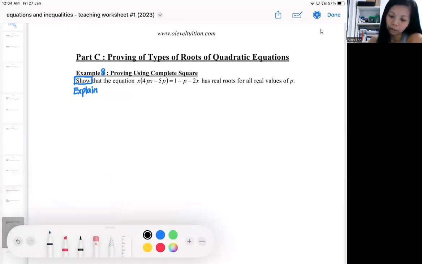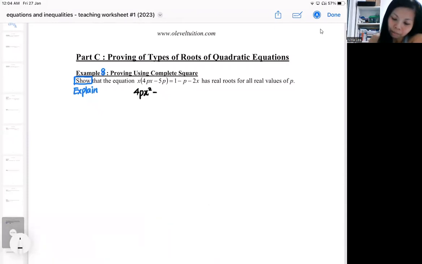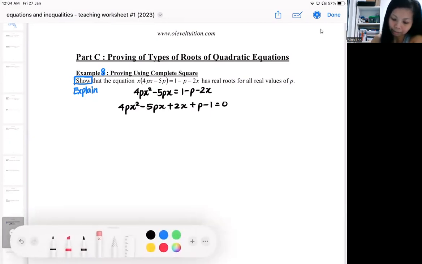So for example, in this question, I'm going to explain why it has real roots. So I got to use the discriminant. In order to use the discriminant, I make sure I got my a, b, c first. So do your expansion very carefully. Bring everything over to one side in such a way that you can be getting your a, b, c.